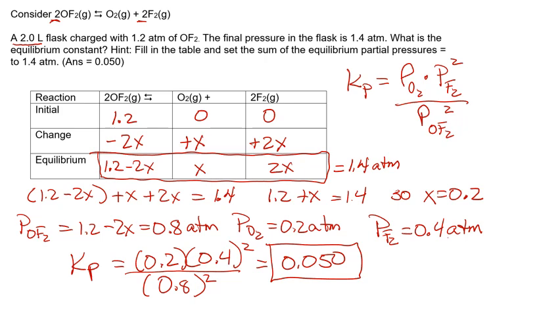So this is not an uncommon type of problem on the AP exam where you're given a total of partial pressures and then you're expected to use stoichiometry to back into the final answer.